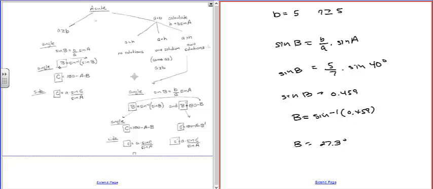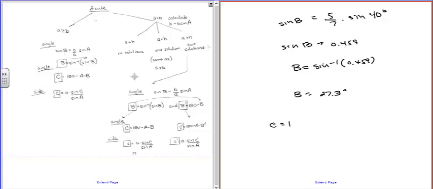Okay. Next step, find angle C. So C is 180 minus 40 minus 27.3. So I get 112.5 degrees. And then the last step is to figure out the length of side C.